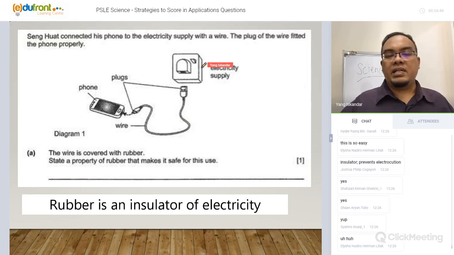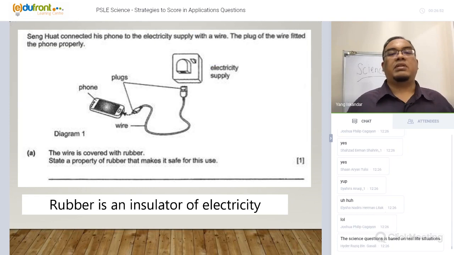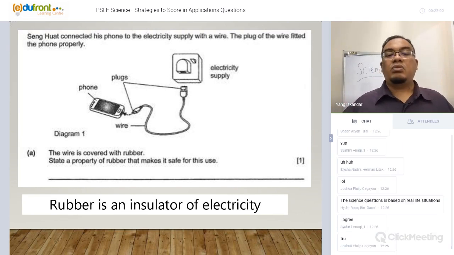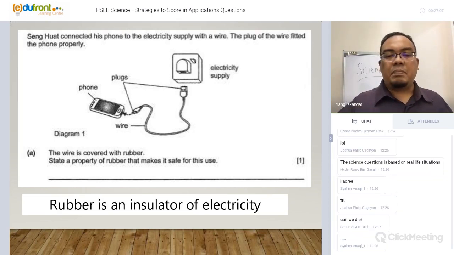Now we know that electrical supply is very dangerous, right? If you touch electricity, you get electrocuted. So what is the purpose of rubber? We know that rubber is an insulator of electricity, meaning that it does not allow electricity to pass through rubber. So that is the answer for part A. Very, very simple. Now the challenge is part B.